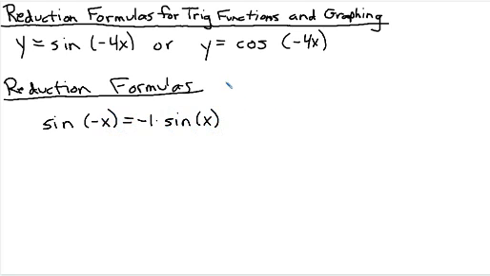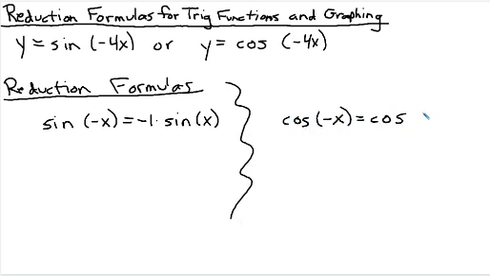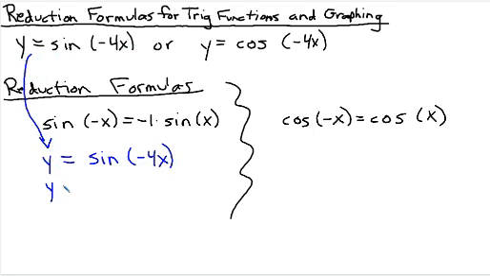And for cosine, the cosine of a negative angle, believe it or not, is the same thing as the cosine of a positive angle. So on these two problems that I wrote up here, what that means is that to graph y equals the sine of negative 4x, I just need to realize that it is the same thing as y equals negative 1 times the sine of regular 4x.